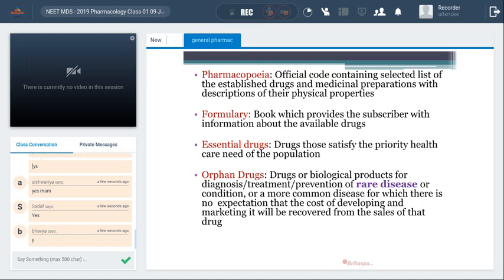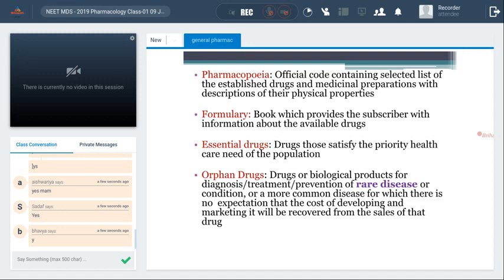Then we have something called essential drugs and orphan drugs. Essential drugs means the most essential drugs. I don't call an anti-cancer drug an essential drug. I call paracetamol an essential drug. I call an analgesic an essential drug. So these are drugs that satisfy the priority healthcare needs of the population. Priority healthcare means some respiratory infection, some diarrheal disease, some constipation. The drugs which satisfy the most priority healthcare needs of the population are called essential drugs.